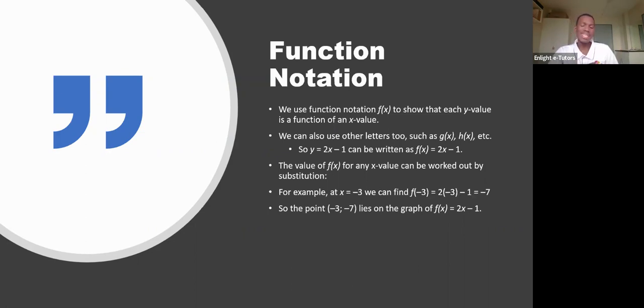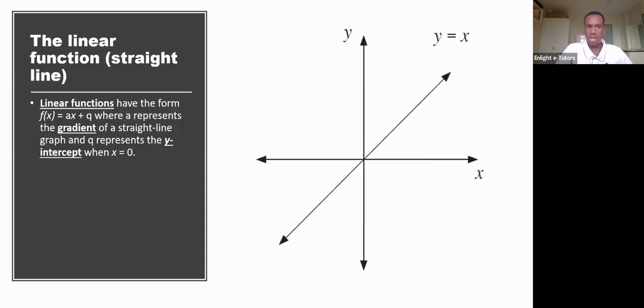The function notation, this is how it works. There is no other way that it works. If you understand this short summary, then you would understand what they mean by it. And then, okay, we have different types of graphs or types of functions. We have what we call a linear function.